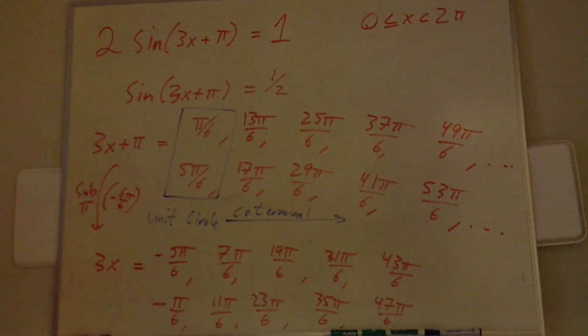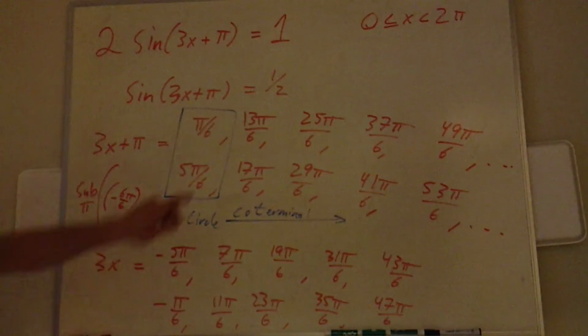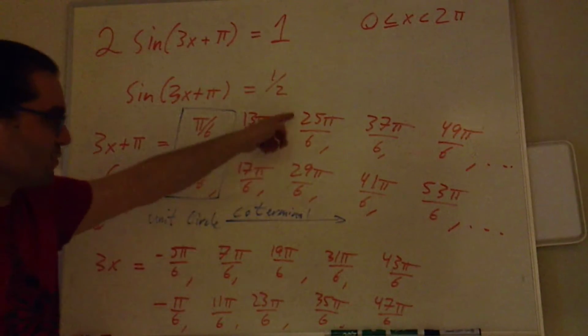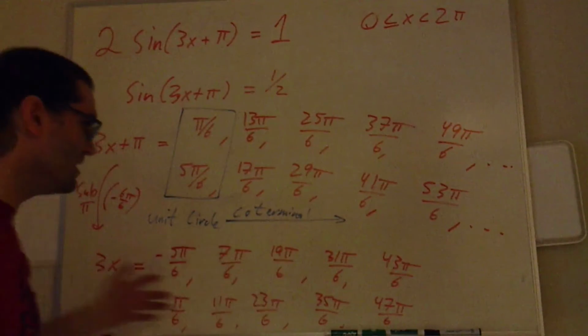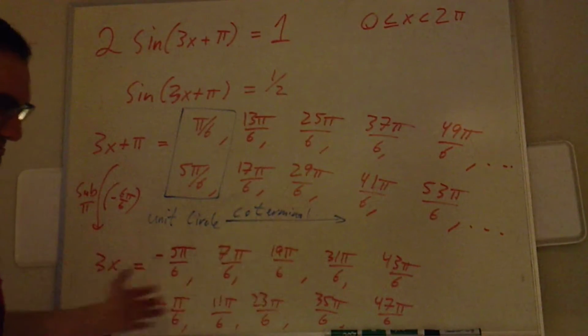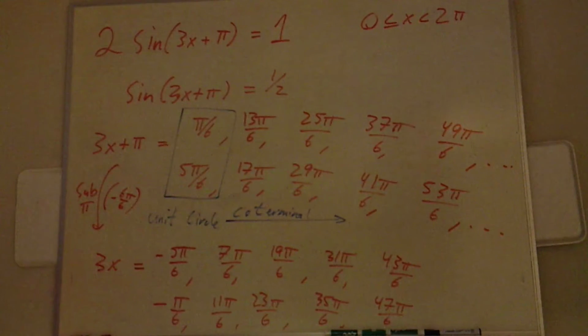The arithmetic here is not difficult. It's 13 minus 6, 25 minus 6, 37 minus 6. It's just that there's a lot of it. So bear with me, hang in there.